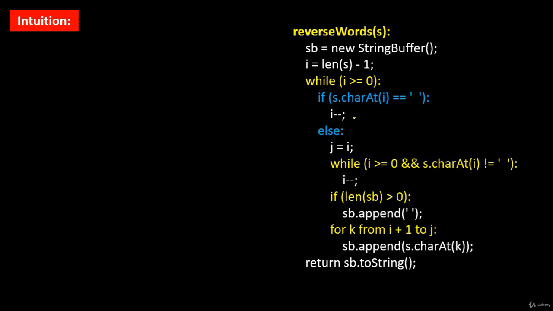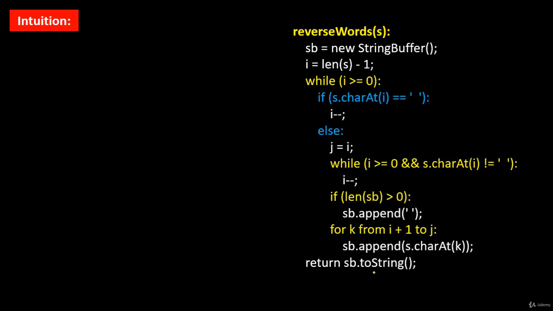Whenever we find I is pointing to a character that is not an empty space, we will initialize the j pointer to that character, and then we're going to move I to the left until we find I is pointing to a space or an empty space character. Then here, if the length of the string builder is greater than 0, we'll append an empty space, and then we're going to add the characters from I+1 to j to the string builder. At the end, we'll convert the string builder into a string, and we'll return that string.